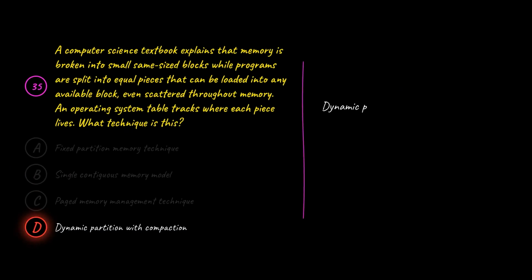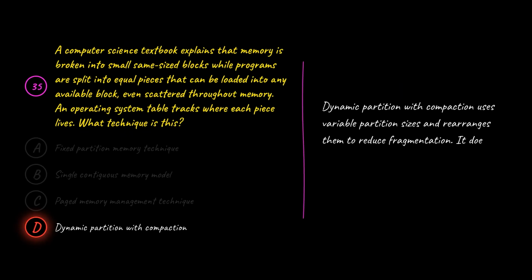D is wrong because dynamic partition with compaction uses variable partition sizes and rearranges them to reduce fragmentation. It does not split programs into fixed-size pages placed into same-sized frames, which is the distinctive feature of paging. Paged memory management is a technique that eliminates the need for a program to occupy one continuous block of physical memory. Understanding how it works requires looking at how memory and programs are each divided.